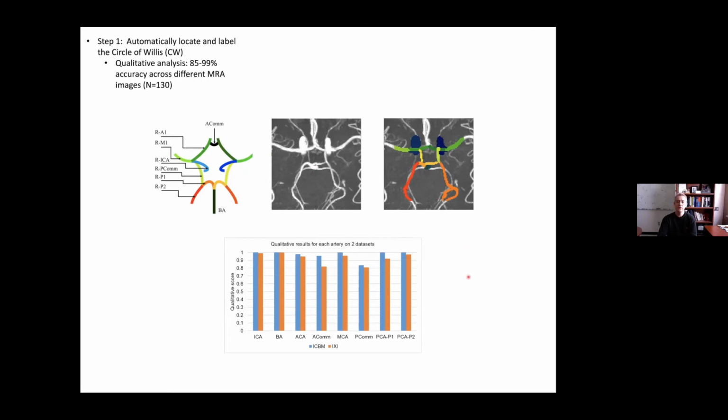For qualitative assessment, we went online and took MRA images from 2 data sets that were not included in the training phase of the algorithm. And overall, we found that there was roughly between 90 and 95% accuracy for the large arteries. For the smaller arteries, the so-called communicating arteries, the accuracy was at roughly 80%. But this was really dependent on field strength.